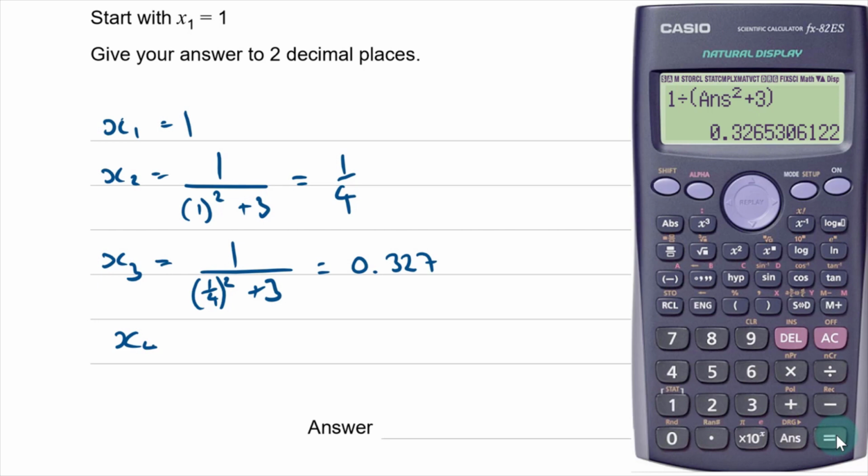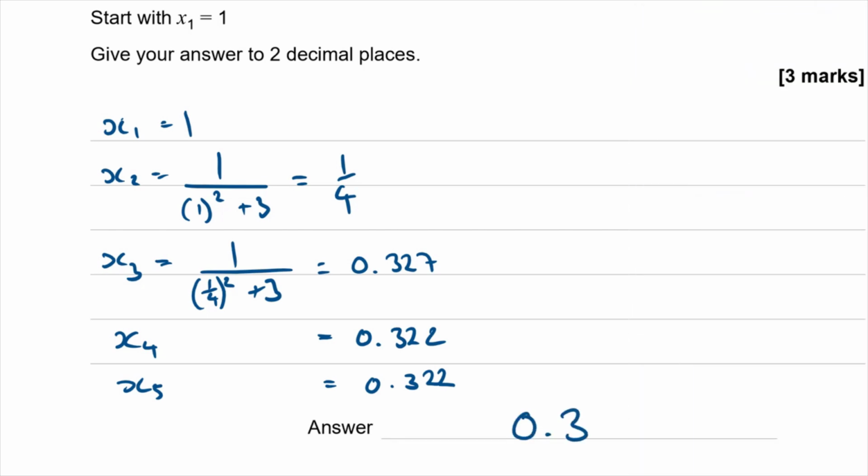Okay, and then if I want x4, I just need to press the equal button again. That gives me 0.322 to 3 decimal places. And again, x5, you can see it's beginning to settle down now, is 0.322 again. And if I press it again, you can see it stays at 0.322. So it's kind of settled down now. Every time I press equals, I'm just getting the same answer now. So rounding that off to 2 decimal places, my answer is going to be 0.32.